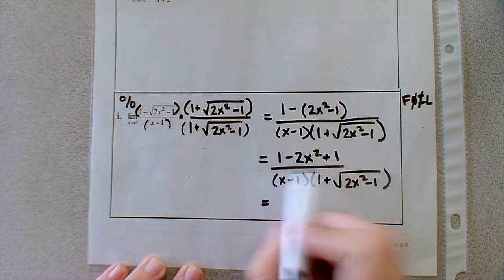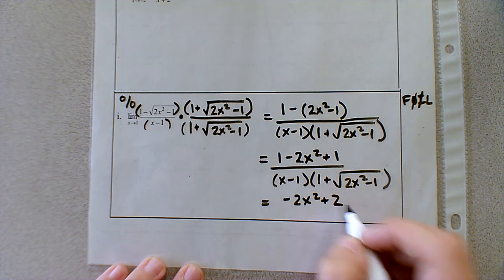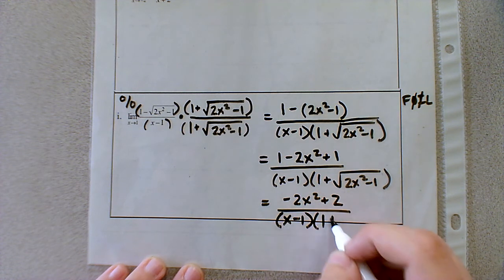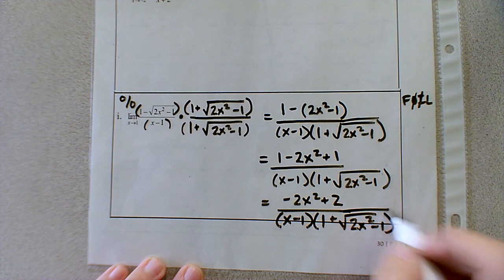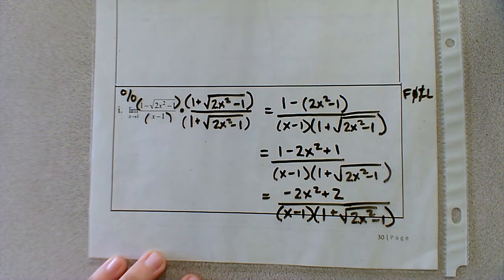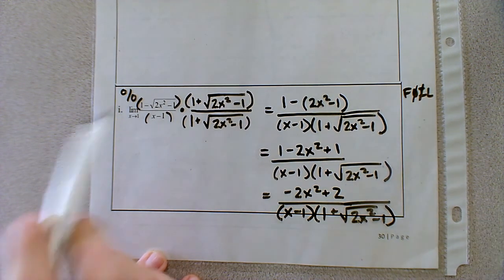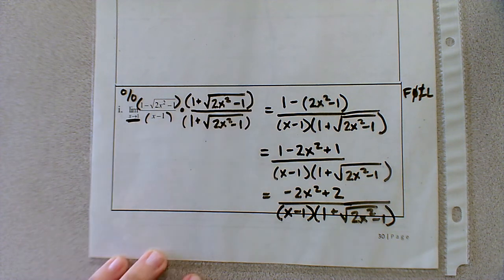All right, and it seems like we can combine some like terms up top. Negative 2x plus 2. All right, now I know it's a lot of work from here, but remember, since we got 0 over 0, we know there's a hole at 1.